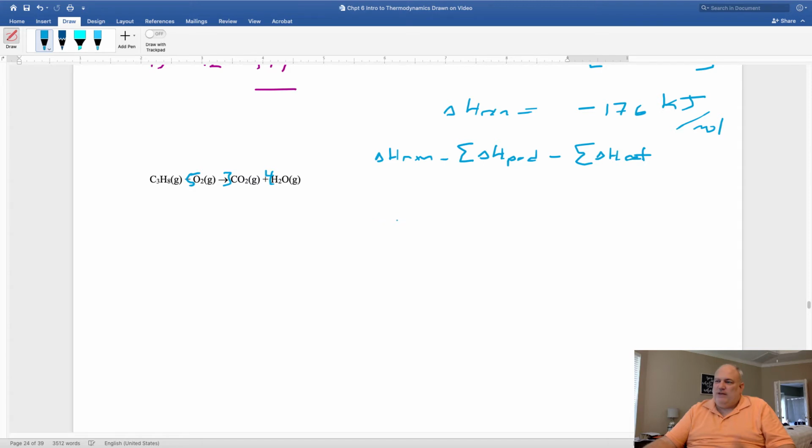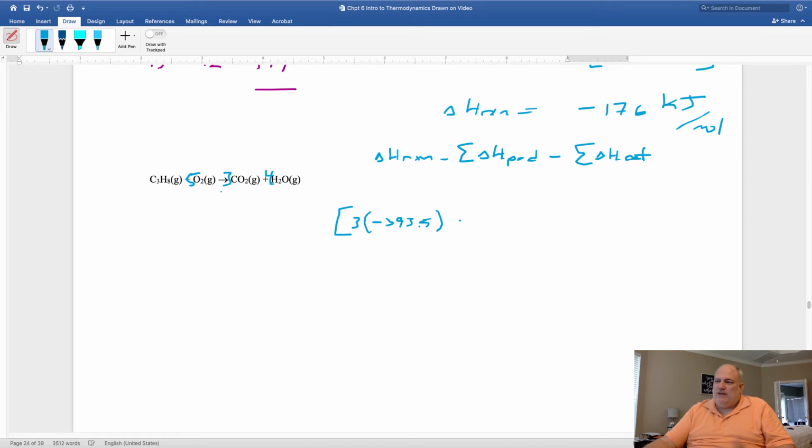the change in enthalpy of our products minus the change in enthalpy of our reactants. So in that case, let's start over here. I'm going to have a little more space here. I'm going to start over here with my products first. Do you see how I have 3 CO2s? So I'm going to look up CO2 on the enthalpy of formation table, and that's going to be 3 times negative 393.5.